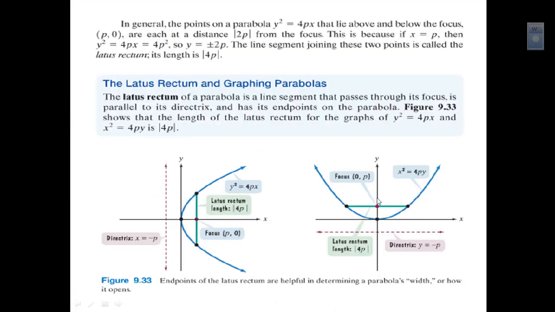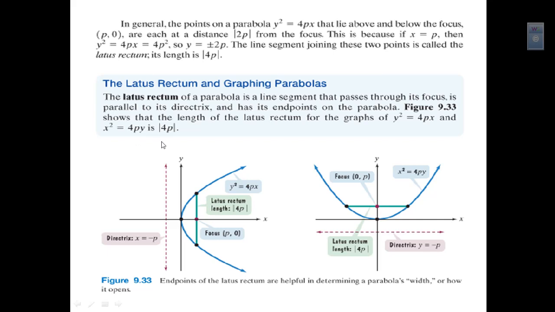All right, now here is what I was just talking about. It's called the latus rectum. The latus rectum of the parabola is a line segment that passes through its focus, is parallel to its directrix, and has endpoints on the parabola. Figure 9.33 shows that the length of the latus rectum for the graphs of y squared equals 4px and x squared equals 4py is the absolute value of 4p. So whatever the length of p is, or whatever that thing you're multiplying by the value is, that's going to be the width from one side of the parabola to the other.